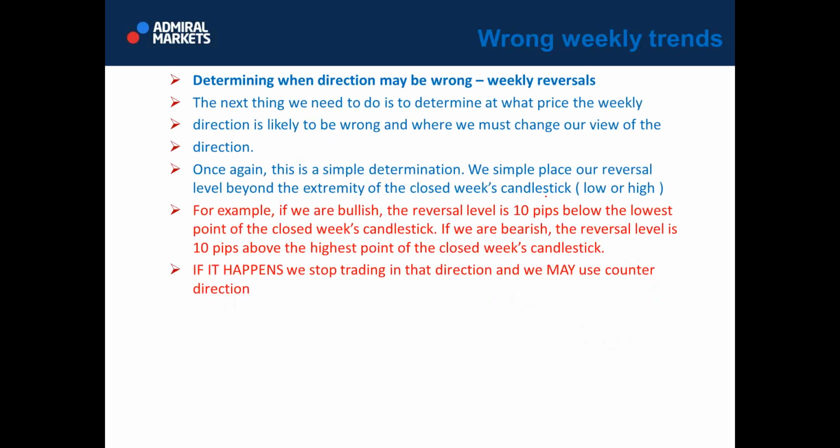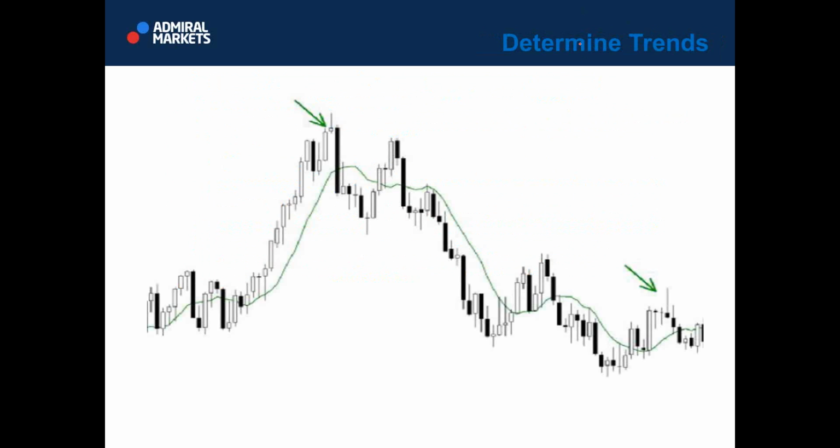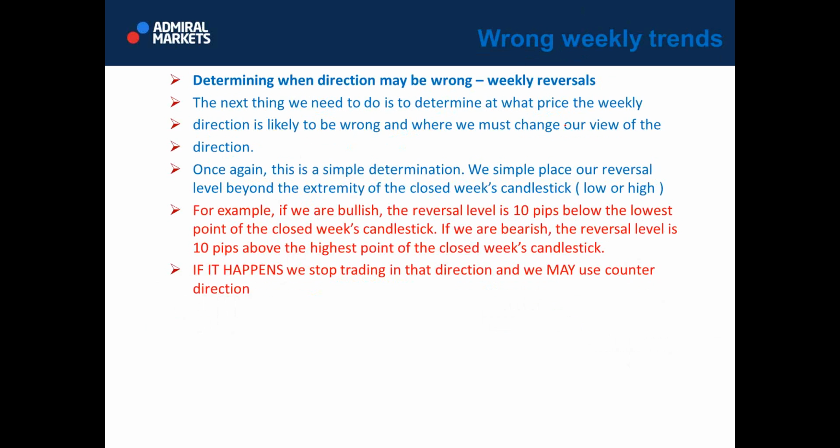Okay. Now, we have also an additional rule, determining when direction may be wrong. So this is for determining trends. Again, sometimes we may be wrong. How can we filter that? The next thing we need to know is to determine at what price the weekly direction is likely to be wrong and where we must change our view of direction.